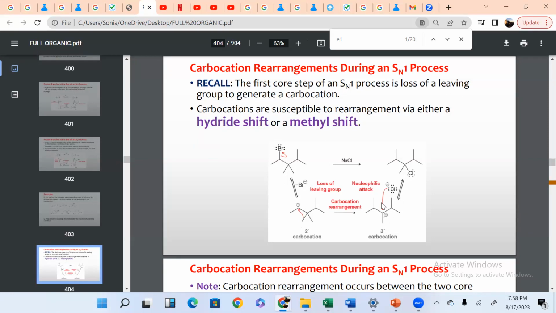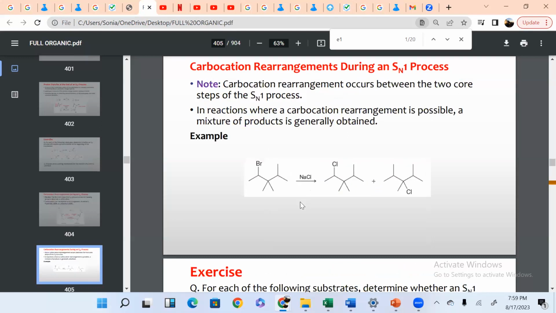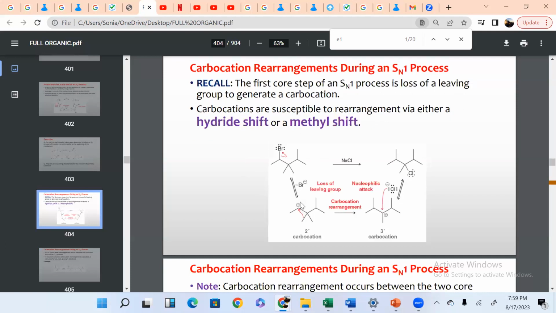So the nucleophilic attack will happen here and the chloride will attach at this point, not here. If you can see the reactant here, the substrate I mean, the bromine was here, but the final chloride did not attach here because there was a methyl shift to ensure stability of the carbocation. So usually the same thing happens with a hydrogen, which can shift to just ensure that the carbocation that you're working with is the most stable form of carbocation for the nucleophile. I hope that is clear.